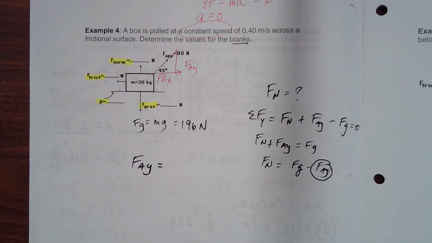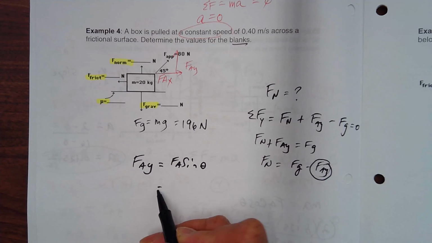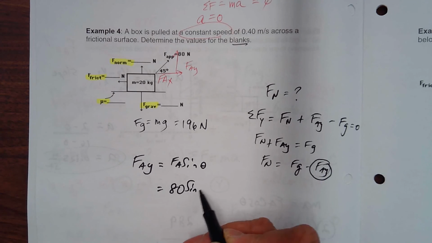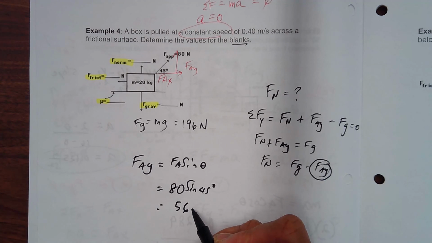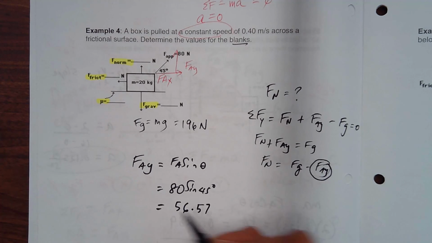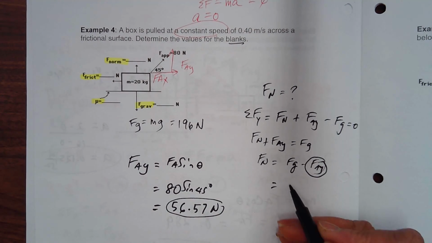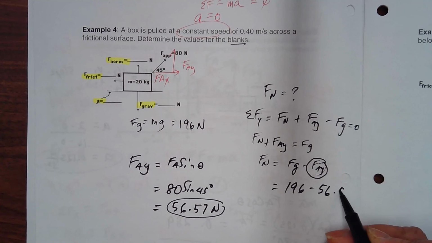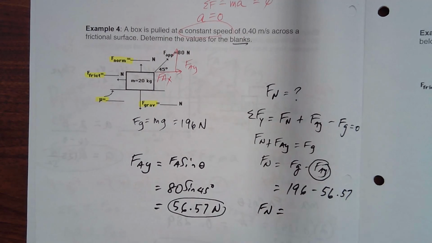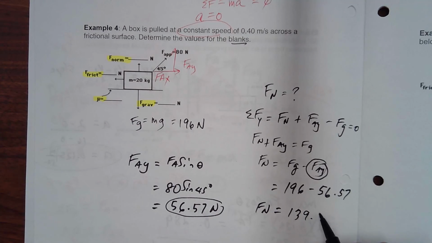Fa sine theta. Okay, so Fa is 80, sine of 45. All right, what's that? 56.57. So I won't round off now to sig figs, I'll just leave it. So there's your Fay. Fg is 196. Take away the Fay, 56.57. That's going to give you your normal force, and this is 139.43. Does that make sense?